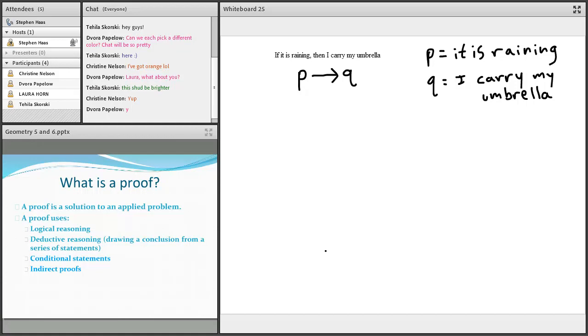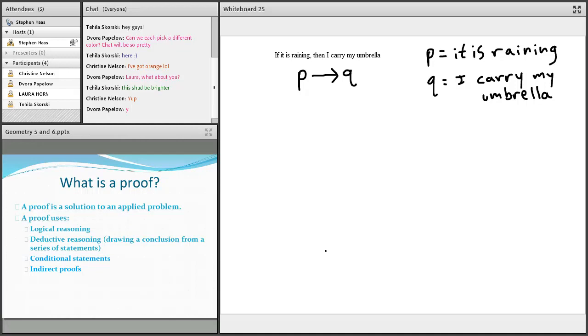A proof uses logical reasoning, which infers one fact from another fact. There's deductive reasoning that draws a conclusion from a series of statements. A series of general statements can be used to glean one particular specific statement that logically follows from the rest of them. Conditional statements: for example, we know something is true if a condition is met, and we know that the condition is met, so therefore we know that the statement is true. And a proof can even be indirect.